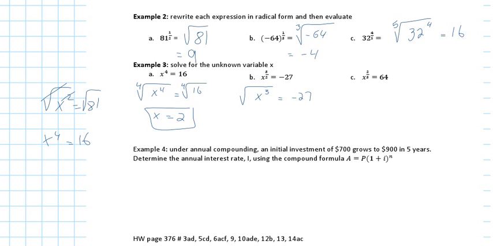What's the first thing you want to get rid of? The square root, right? So how do you get rid of the square root? You square, because the opposite of square root is square. So the first thing you're going to do here is square both sides, because the square is going to get rid of the square root. Now I have x cubed equals the square of negative 27.